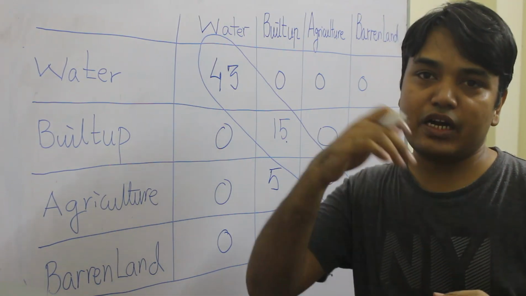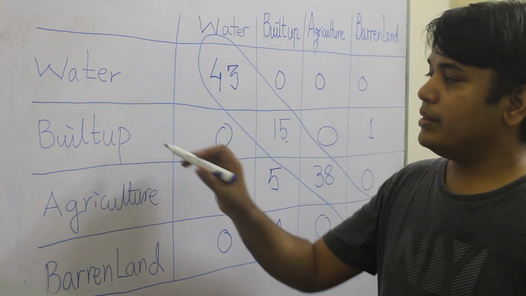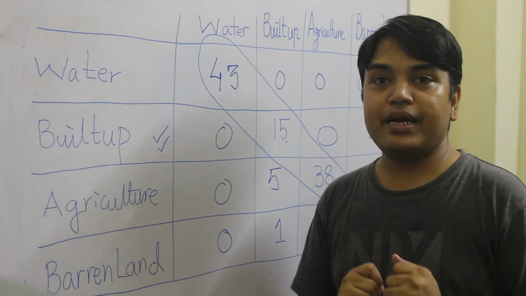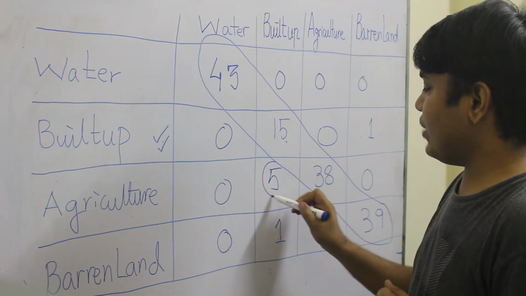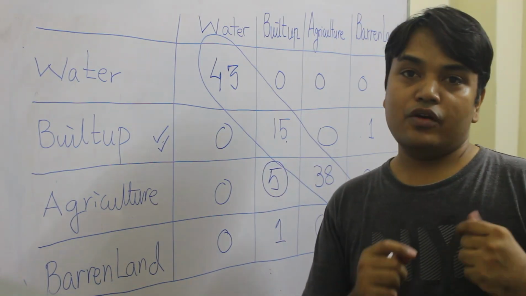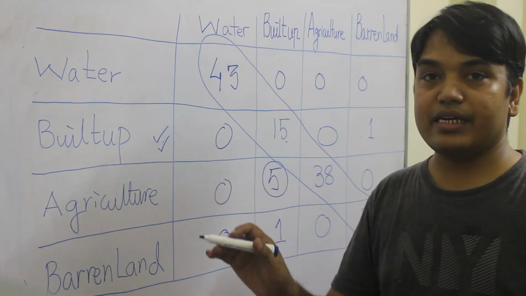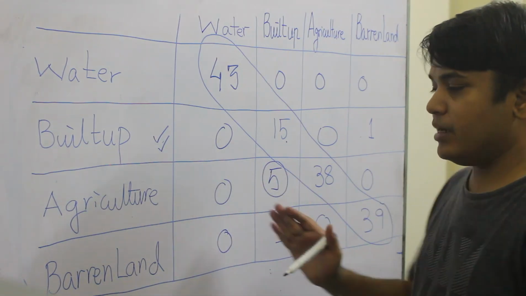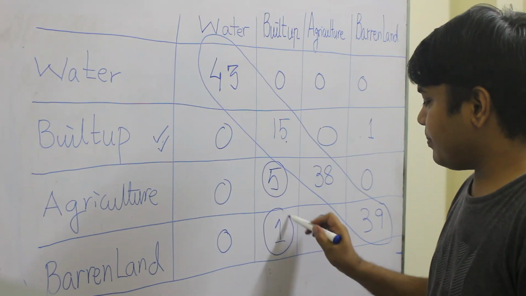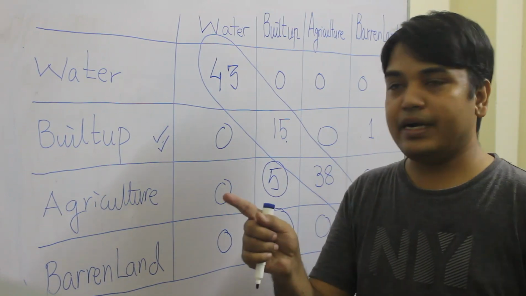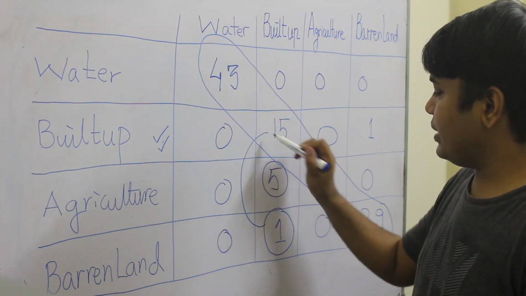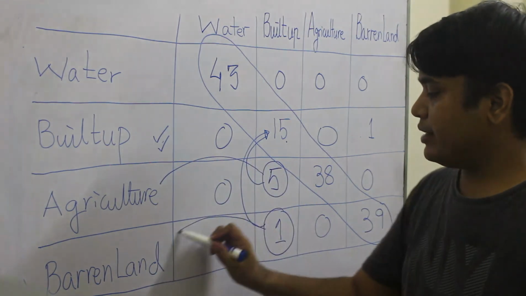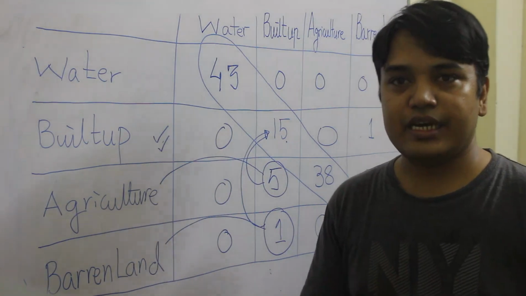We have included one pixel into, suppose, the build-up area. But we also missed 5 pixels because we wrongfully put 5 into agriculture. We put 5 pixels of build-up into agriculture and 1 pixel of build-up into barren land. So these pixels have to be in the build-up class, but they are actually in agriculture or barren. This error is called omission error.